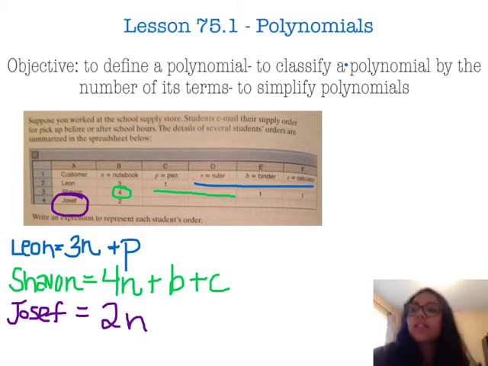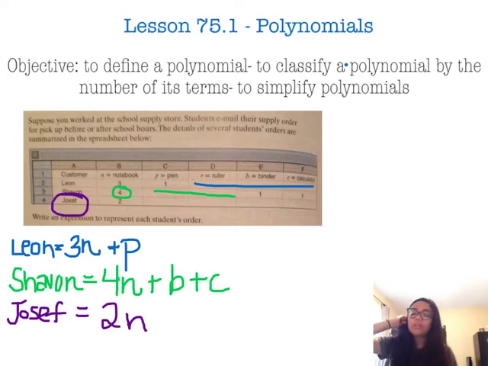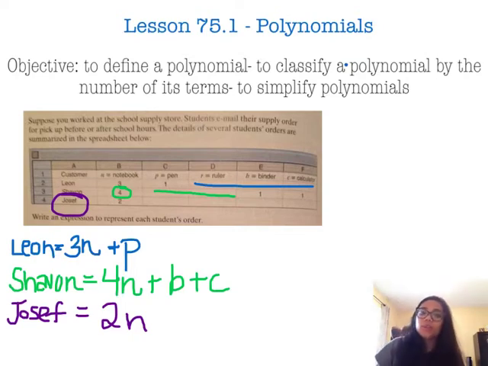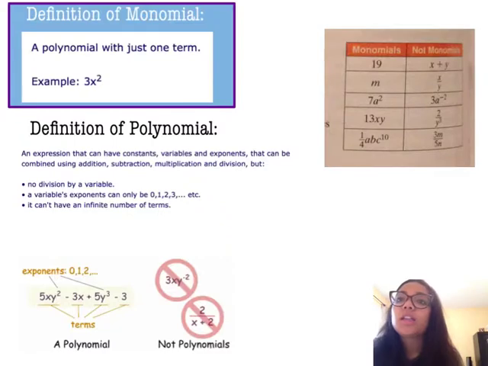what's the point of this? I'm trying to show you different types of monomials and polynomials. So I wanted to give you a real world example of when you would actually see them. So the expression 2n is a monomial. So I'm going to go on. The definition of a monomial: it's a polynomial with just one term. Well, that makes total sense. It's mono, one term. So, but what is a polynomial?